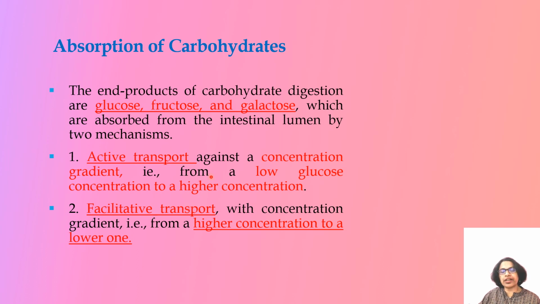So what do you mean by active transportation? Active means against a concentration gradient, from a low glucose concentration to a higher concentration. Whereas facilitative transportation is with the concentration gradient, that is from a higher concentration to a lower one. So the first one is active transportation, against the concentration gradient, for example from a low glucose concentration to a higher concentration. The other one is facilitative transport, with the concentration gradient, from higher concentration to a lower one.